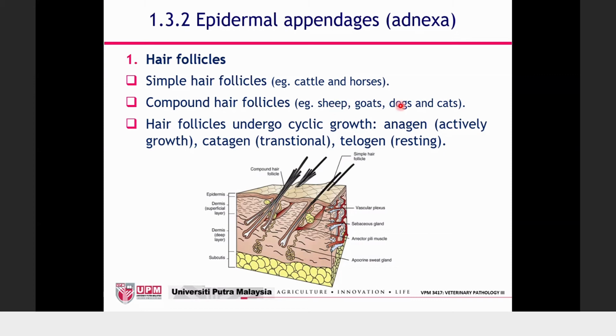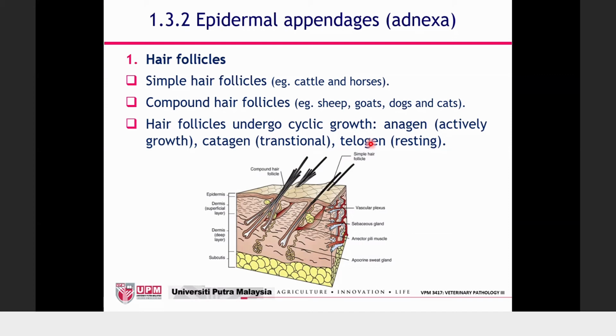So if you notice dogs and cats, for example, they do have very fluffy looking hair coats, right? Compared to cattle and horses, right? And then, the hair follicle will undergo cyclic growth. In the anagen phase, it is actively growing. In the catagen phase, it is transitional. And the telogen phase is the resting phase.